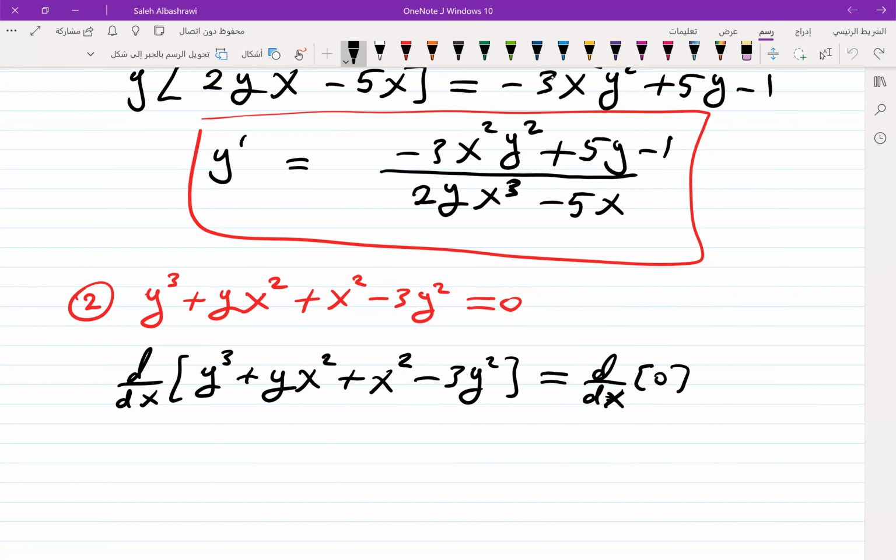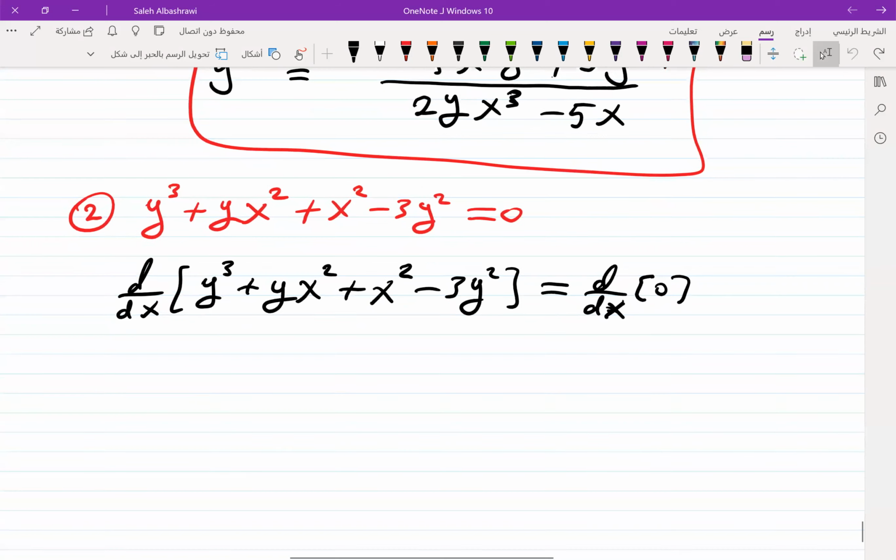Now the derivative of the first term, y to power 3, it will be 3 y square multiplied by y prime, as I mentioned before. Each time we differentiate y, we must have y prime. So y to power 3, we differentiate the power, it will be 3 y to power 2 multiplied by y prime. Be careful about this point. We must have y prime.